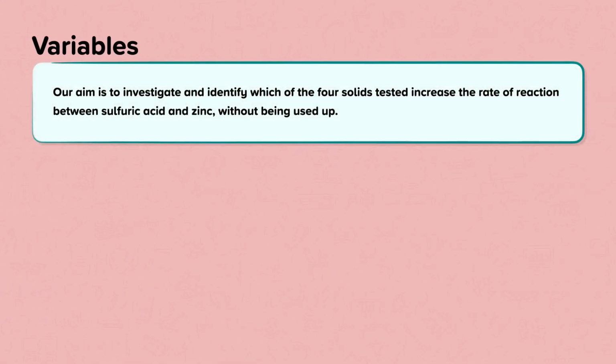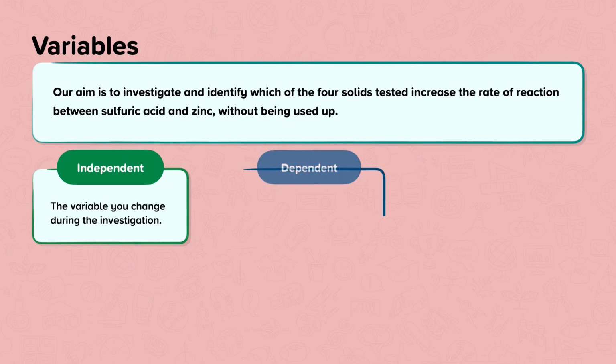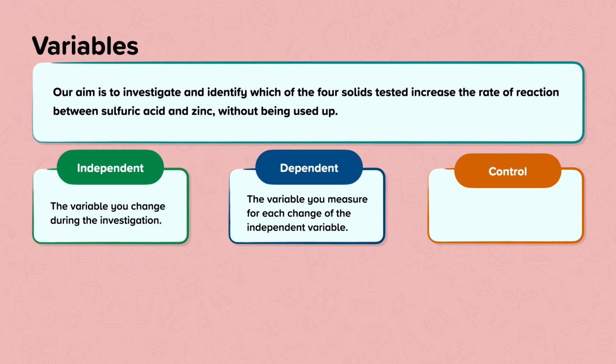There are three types of variable to consider for this practical. The independent variable is the one you change during the investigation. The dependent variable is the variable you measure for each change of the independent variable. The controls are the variables you keep the same, as they could affect the outcome.